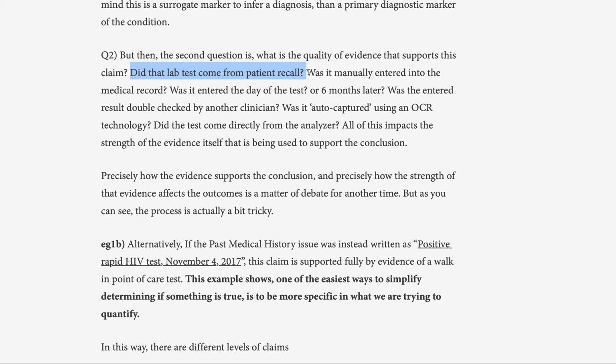All of these different modalities affect and impact the strength of that piece of evidence in trying to then eventually support the conclusion. And so precisely how the evidence supports a conclusion and precisely the strength of the evidence, all of this together will need to be evaluated. And exactly how these interplay is a matter of debate for another time. But I just wanted to demonstrate that it gets tricky. Let's look at one other straightforward example.